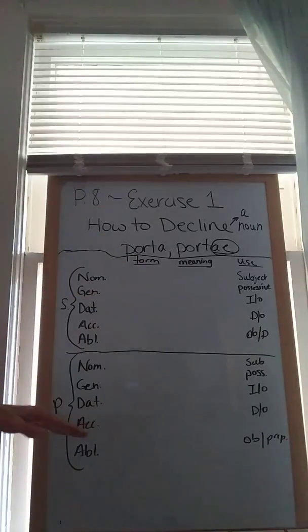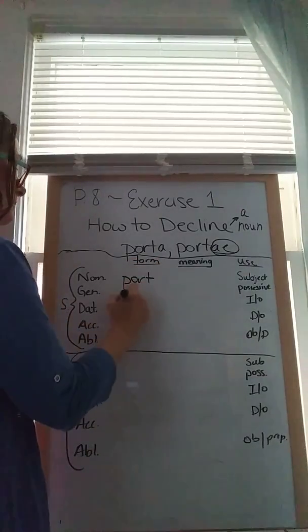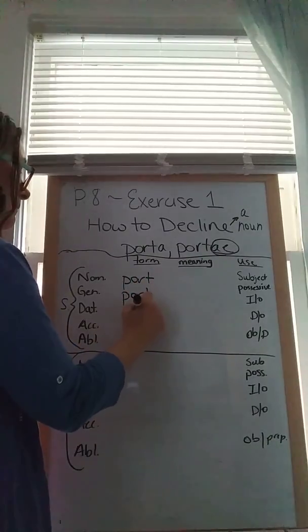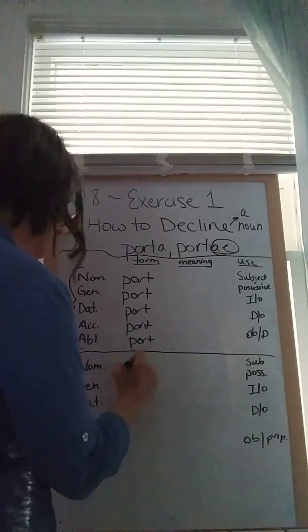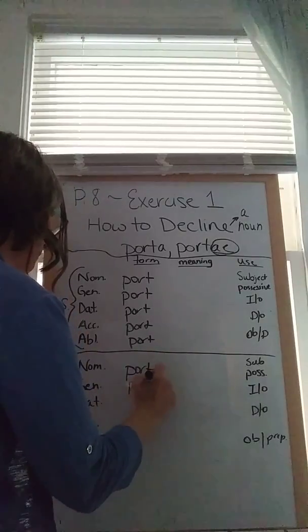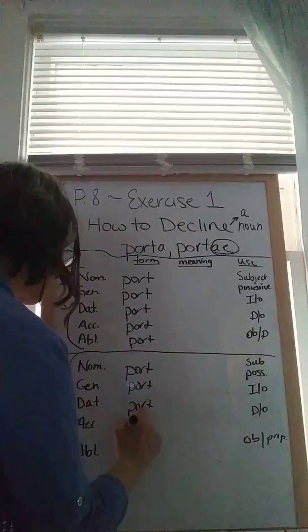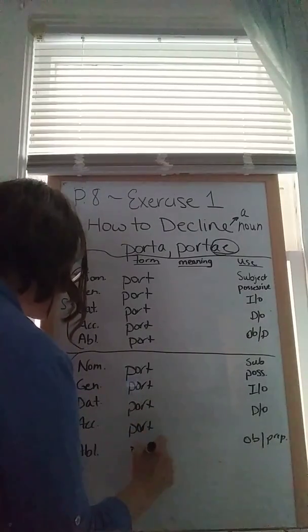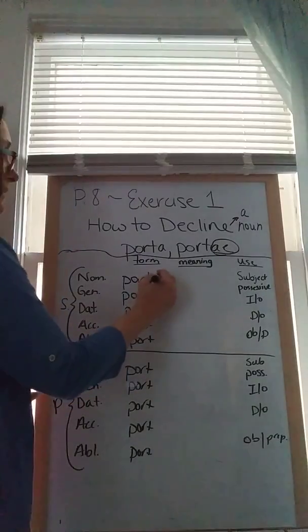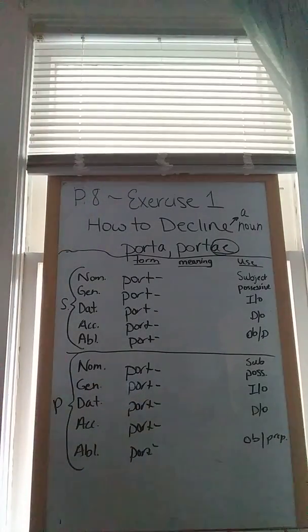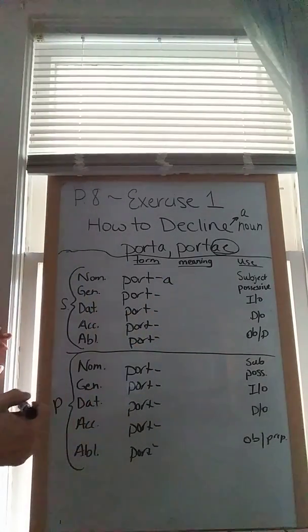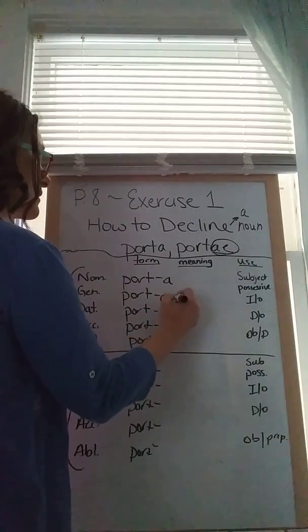So in the form section of my chart, I want to write the word port, because that is the stem. And now I will add the endings to the stem based on the first declension. And so we know that based on the first declension, the nominative singular is a. The genitive singular is ae.